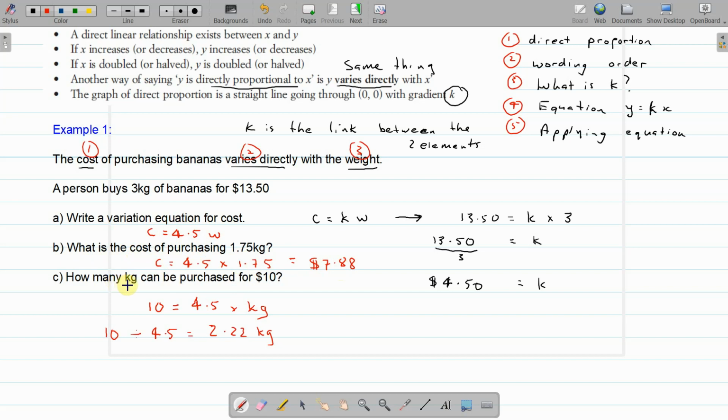And working the other way, if we know what the cost is, and we don't know what the kilos are, how much can you get for $10? There's the cost equals the link times how many kilos, and then you just divide. Okay.